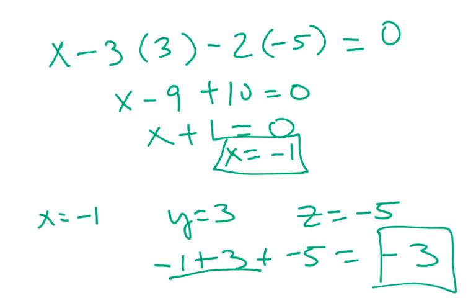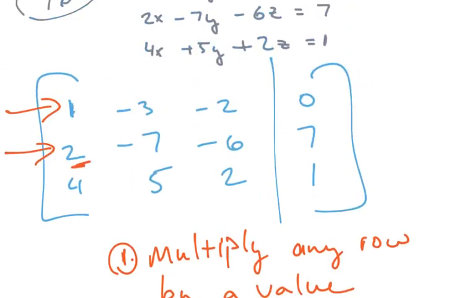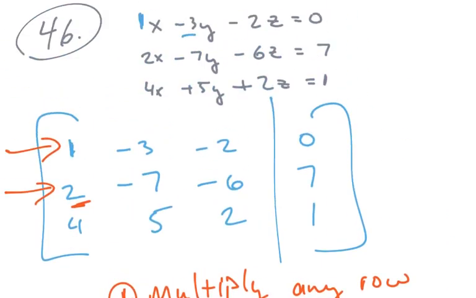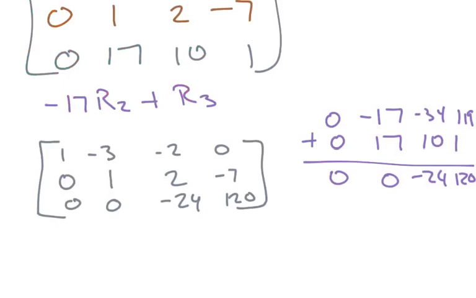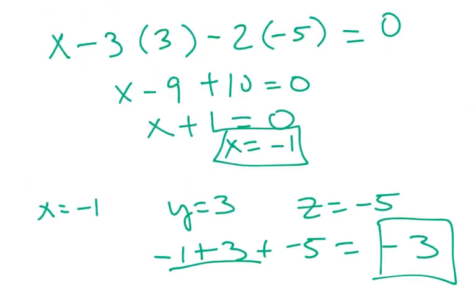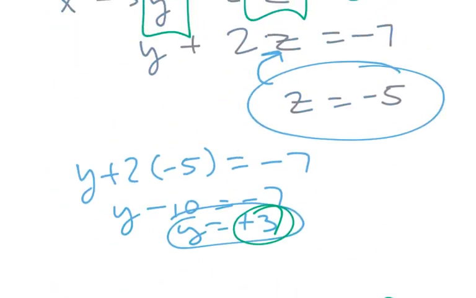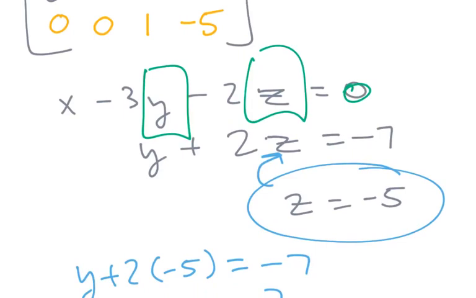Hopefully that wasn't too bad. Again, the goal is you write it as what's called an augmented matrix. You follow the pattern of getting 1, 0, 0, 1, 0, 1. You don't really care about the numbers. And once you get that, you more or less substitute each equation back into itself, and you get the answer.